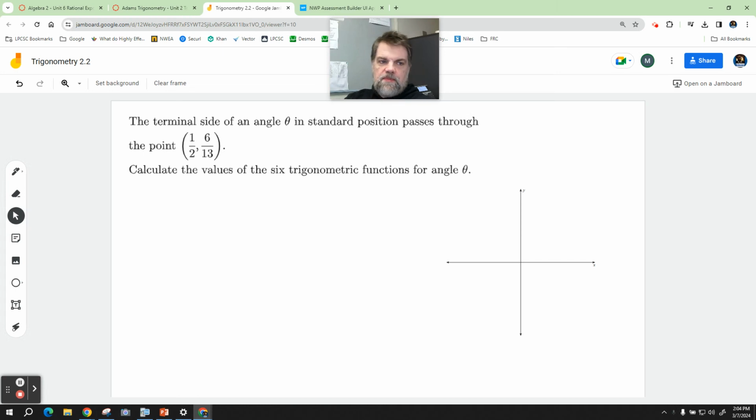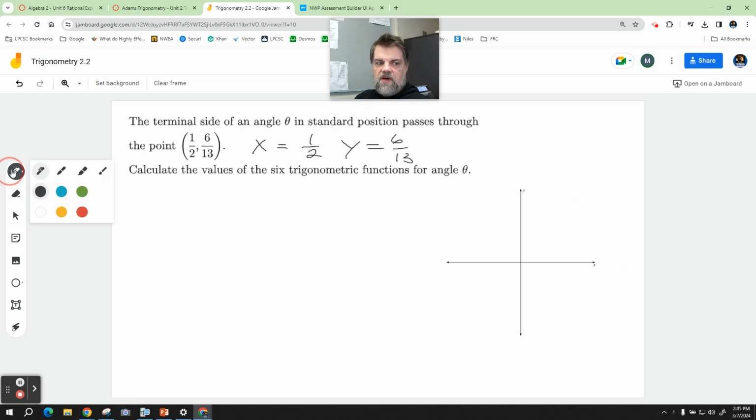Alright, so for this problem it says the terminal side of the angle theta in standard position passes through the point positive 1/2, comma 6/13. Calculate the values of the six trigonometric functions. So my x is equal to a positive 1/2. My y is equal to 6/13, which is positive as well.